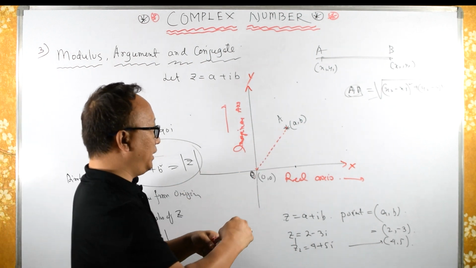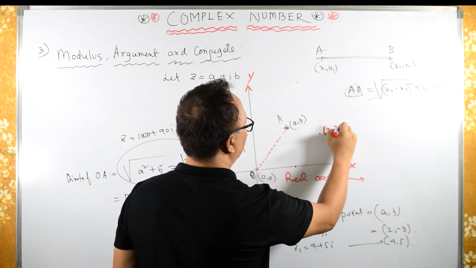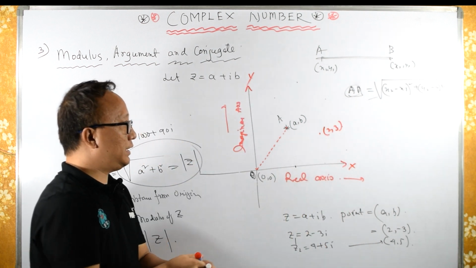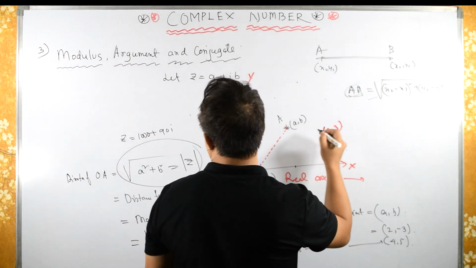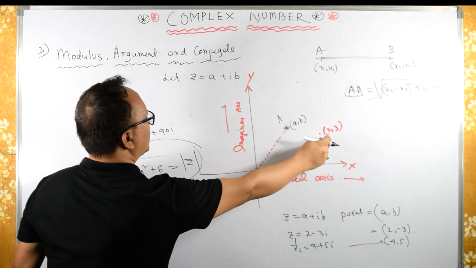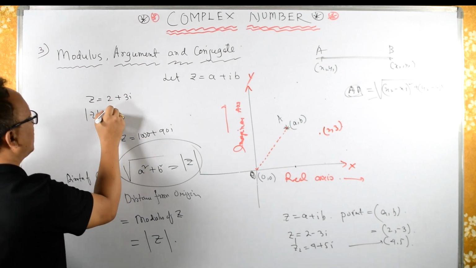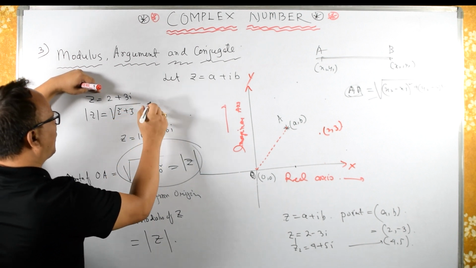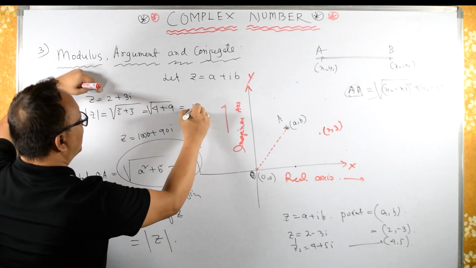Therefore, for every point over here, for example here 2 comma 3, you can find its modulus by this formula. If I have z equals 2 plus 3i in complex form, then mod of z equals the square root of 2 square plus 3 square, that is 2 2s are 4 plus 3 3s are 9, that is square root of 13.